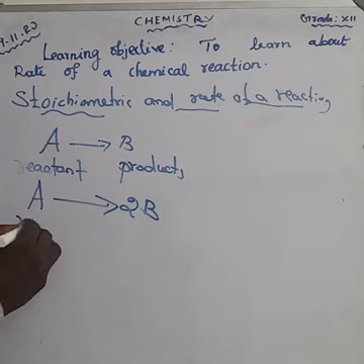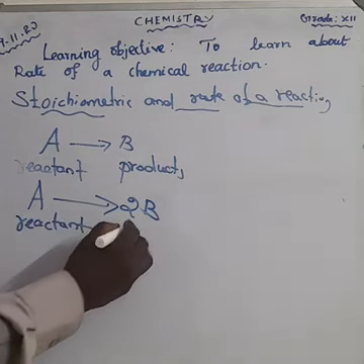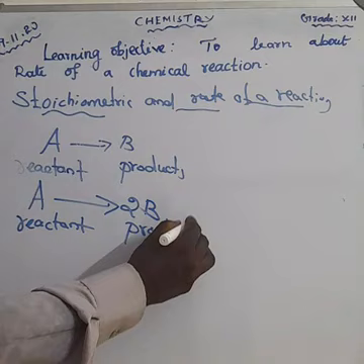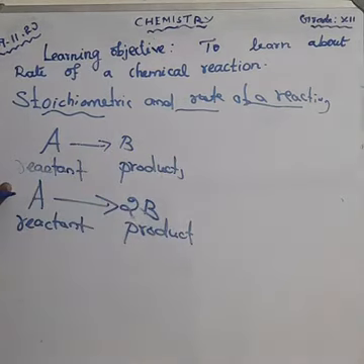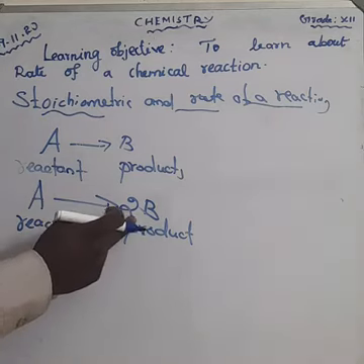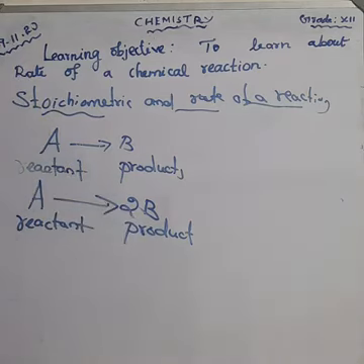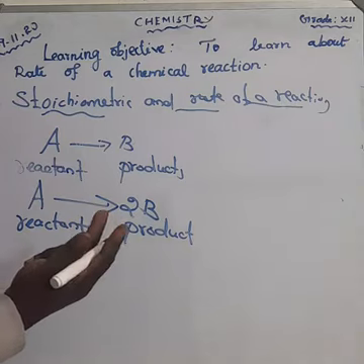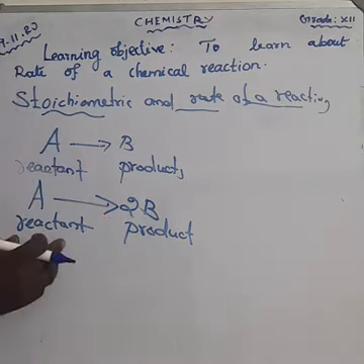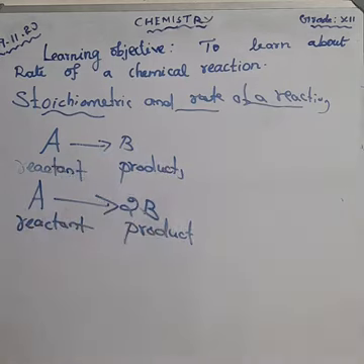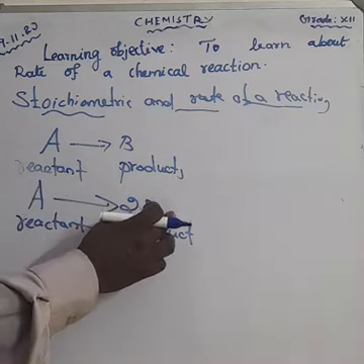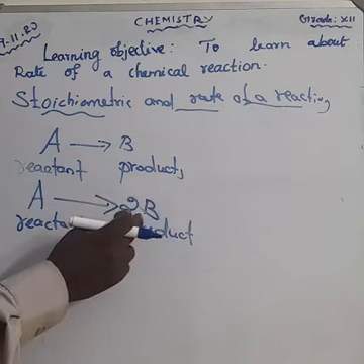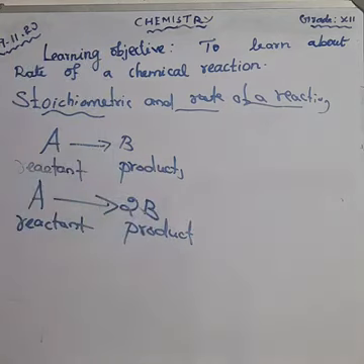Here, the reactant has 1 mole, and the product has 2 moles. For every mole of A that disappears, 2 moles of B appear. Reactant A disappears and the product B appears. How many moles of product B appear? 2 moles of product B appear.